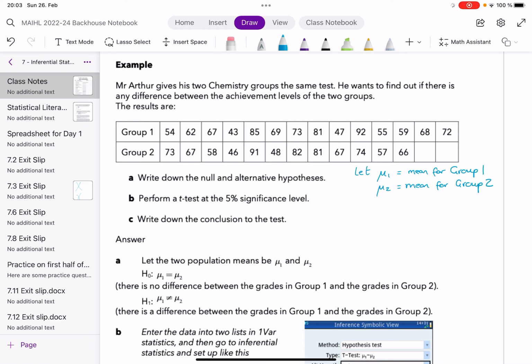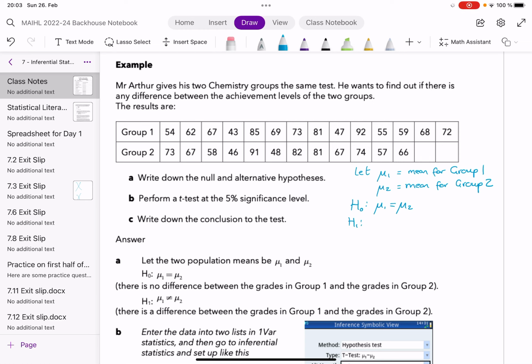So write down the null hypothesis. The null hypothesis is that they're always going to be equal. Remember, our mean needs to be equal to something for a null hypothesis, so the only option is that the two means are equal. To get the alternative hypothesis, we need to look, is he checking because he thinks one is stronger than the other, or are we just seeing whether they are the same?